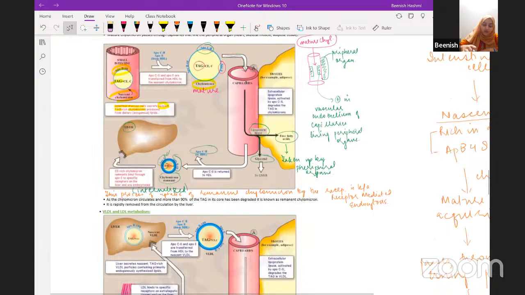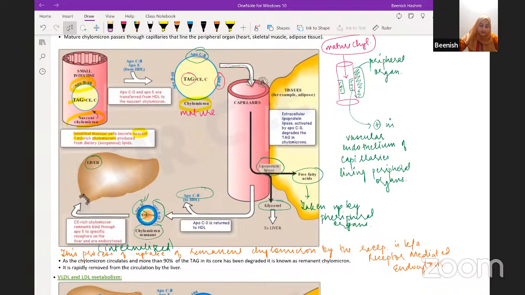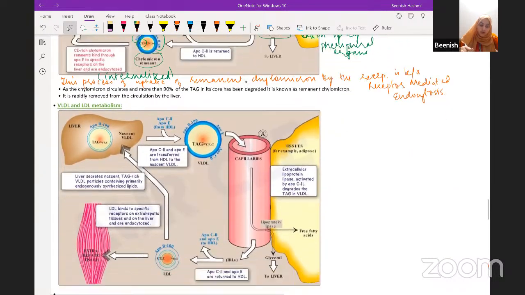You can do this for all the other lipoproteins. Now your remnant chylomicron, after most of the TAG has been hydrolyzed and ApoC2 has been given to HDL, your mature chylomicron changes into remnant chylomicron. This remnant chylomicron is taken up by the liver by receptor-mediated endocytosis. How? Your liver has receptors for ApoE2 that is present on the surface of remnant chylomicron. So ApoE2 is going to act as a ligand for the receptors present on the liver. So that was about chylomicron metabolism.